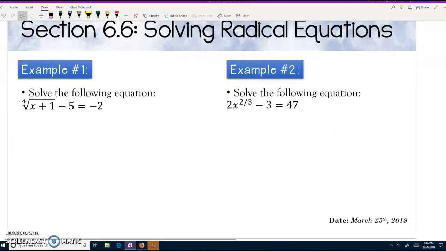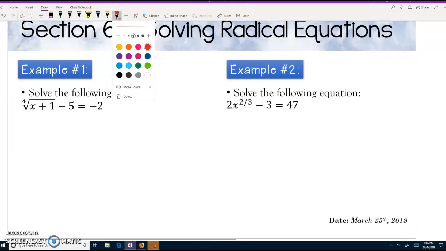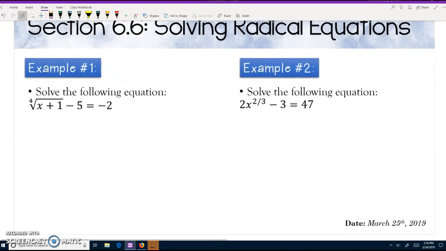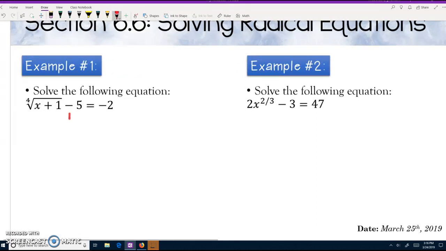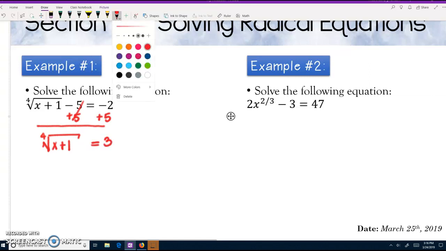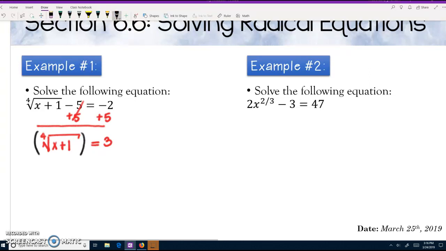First one, example number 1, says solve the following equation, and we have the quartic root of x plus 1 minus 5 is equal to negative 2. In order to get started with a problem like this, you just want to isolate the radical first. So in this case, that means getting rid of this minus 5. That's going to give me that the quartic root of x plus 1 is equal to positive 3. Then in order to undo that quartic root, I need to raise both sides of the equation to that value. So I'm going to raise both sides to the 4th power. That will eliminate the radical, so I'll be left with x plus 1 equals 3 to the 4th.